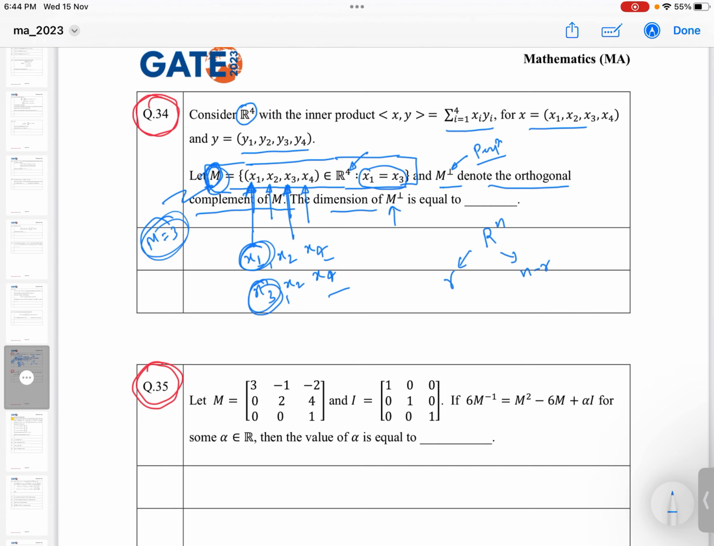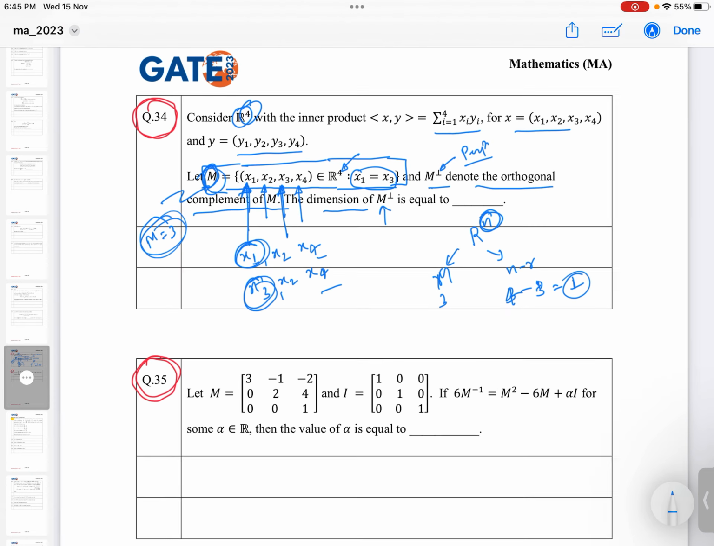So if you have given this subspace, then according to the question, this M has the dimension 3, right? Then its orthogonal complement will have the dimension n minus 3, that is 4 minus 3, because here we are in the 4-dimensional space, right? So 4 minus 3, that will be 1, right?